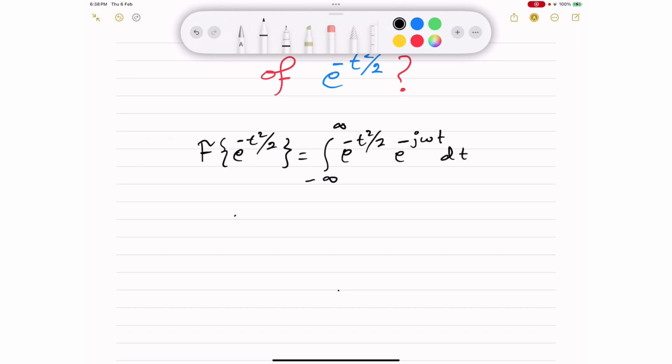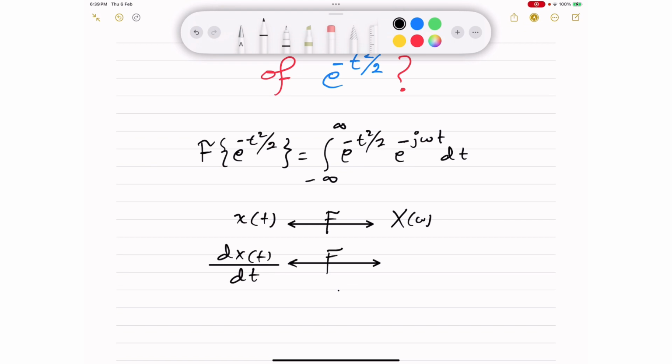Okay, so we know that if we have a function like x of t in the time domain, that would become what in the frequency domain under Fourier transform? X capital of omega. Now what if we differentiate x of t in the time domain? What would that give us in the frequency domain? Of course, here we're using the time differentiation property. The derivative in the time domain would give us j omega multiplied by X capital of omega in the frequency domain.